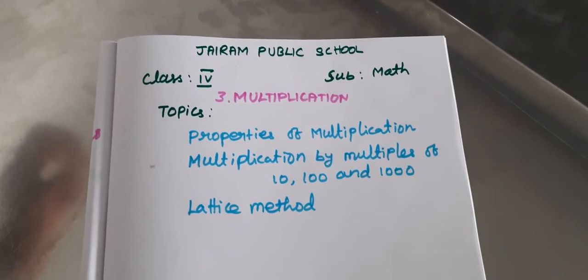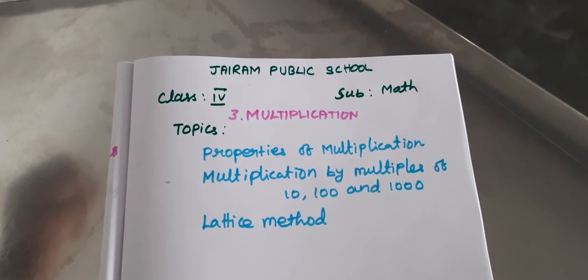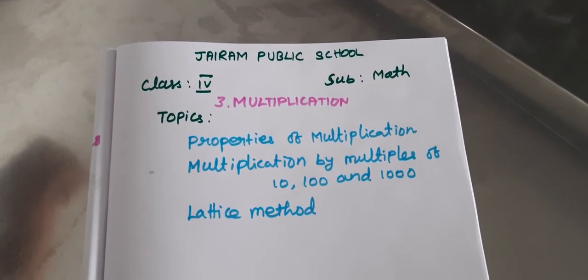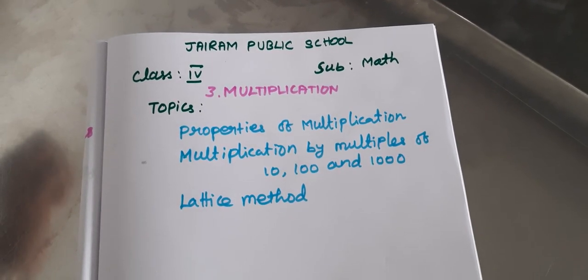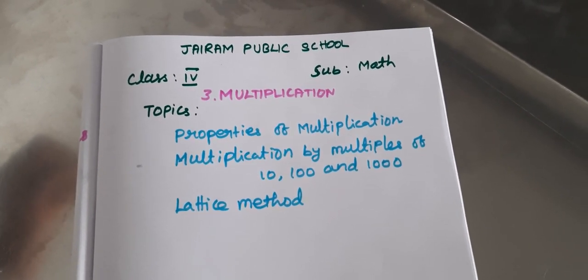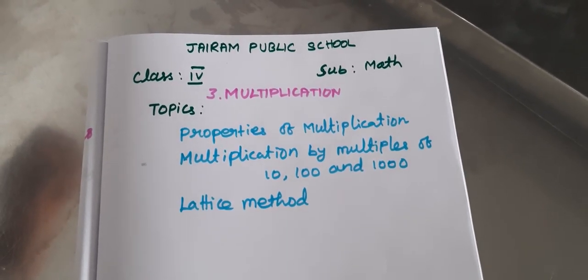Good morning. Today's session we are going to see the math subject for grade 4. In the previous session we discussed the multiplication of a 4-digit by 2-digit number and a 3-digit by 3-digit number. I hope everyone understood that concept clearly.